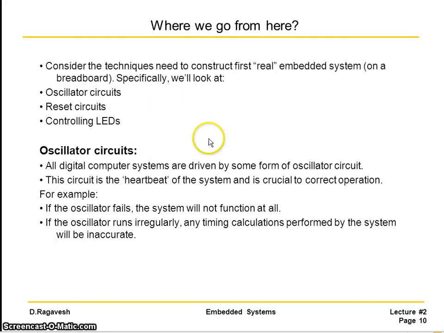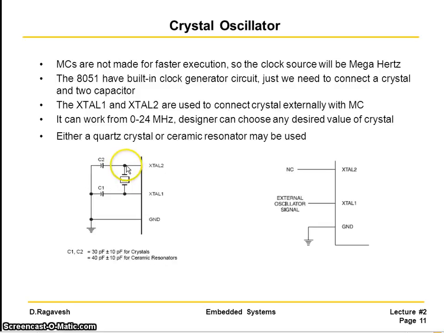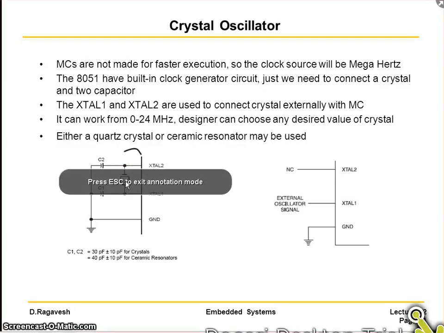So what we will be doing in the next few lectures is developing a simple circuit which is going to control an LED. For that, first you must know about the oscillator circuit. In my last video, I told you there are 2 pins to which you are going to connect the crystal. So to these pins we are going to connect a crystal.